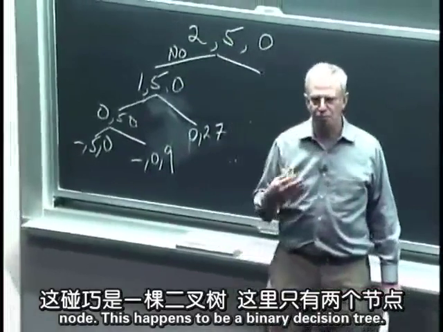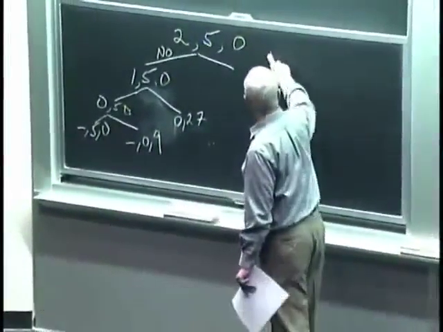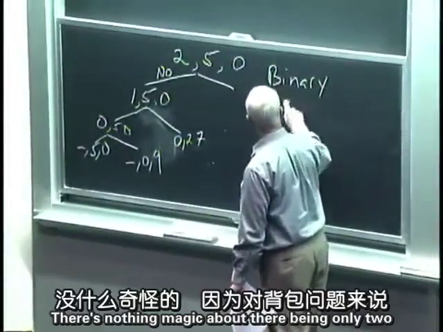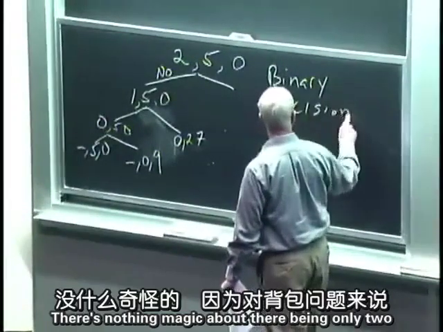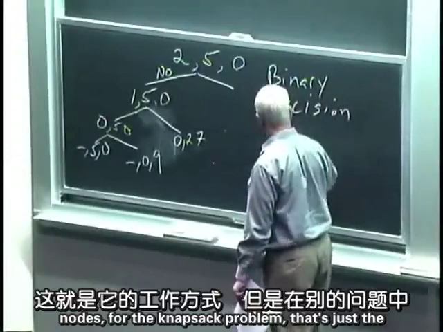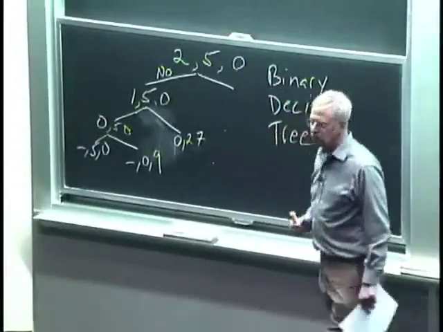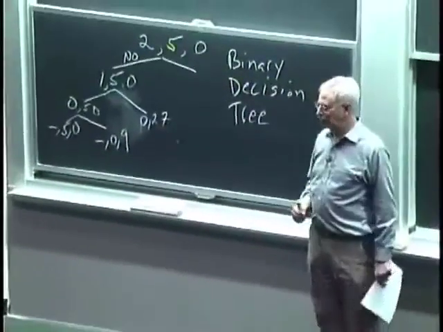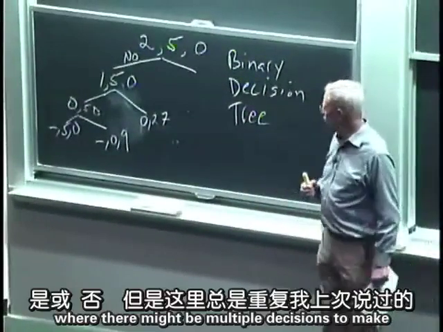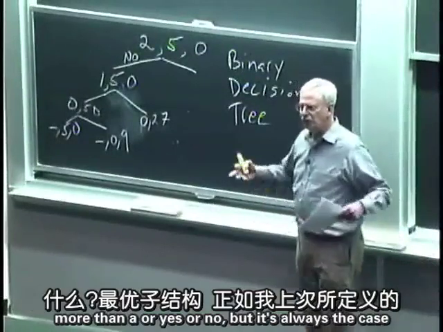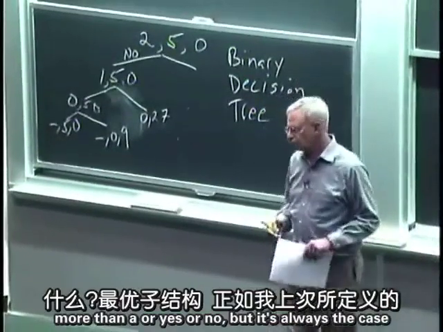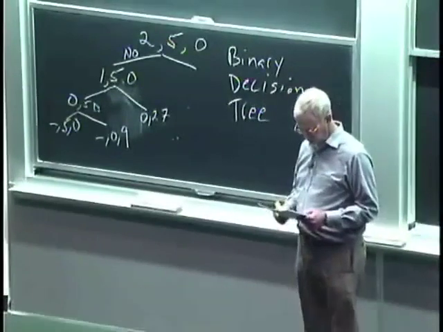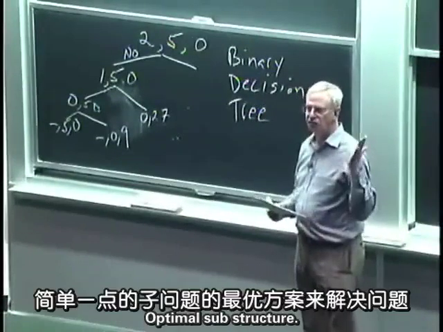This happens to be a binary decision tree. There's nothing magic about there being only two nodes for the knapsack problem. That's just the way it works out. But there are other problems where there might be multiple decisions to make, more than yes or no. But it's always the case here that I have what we last time talked about as what? Optimal substructure.